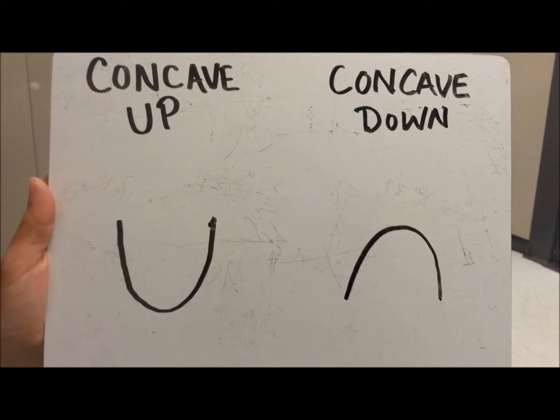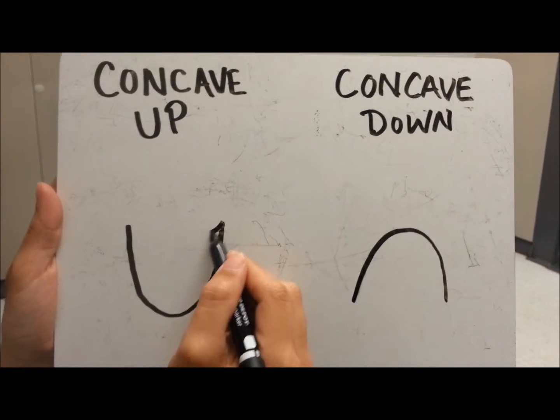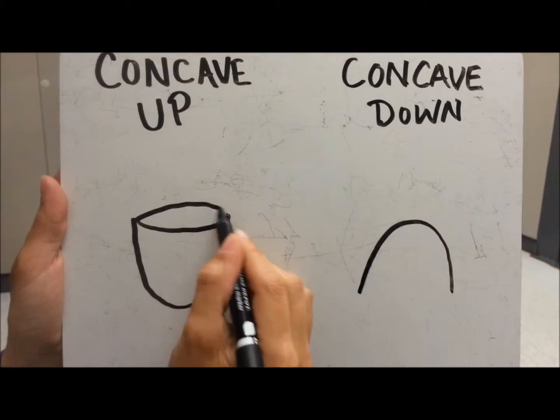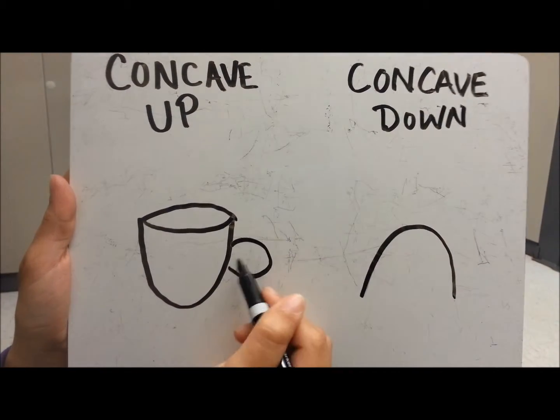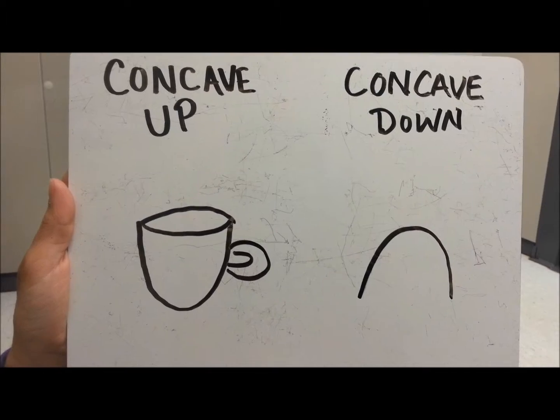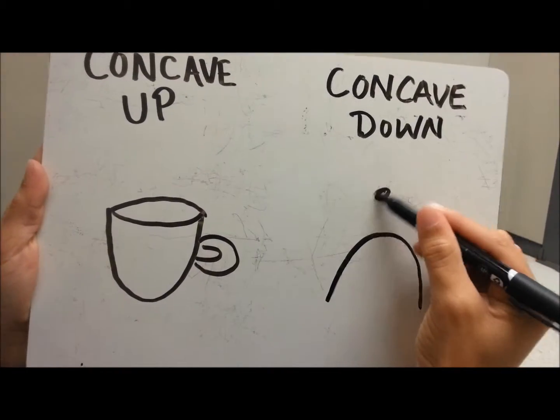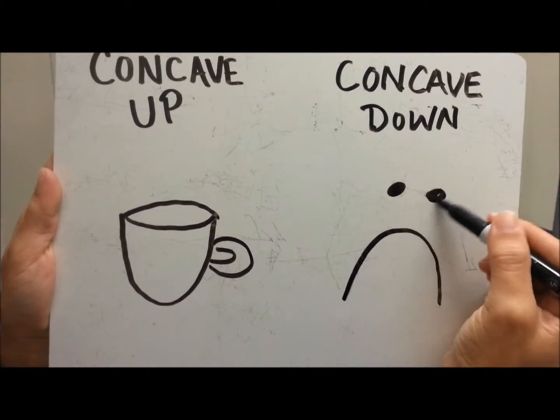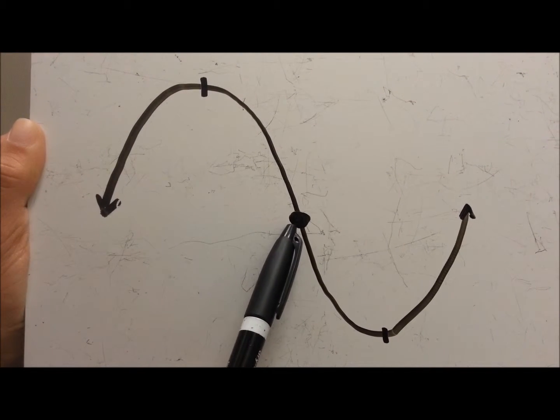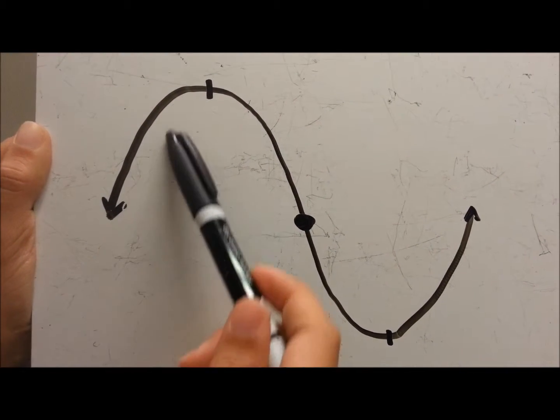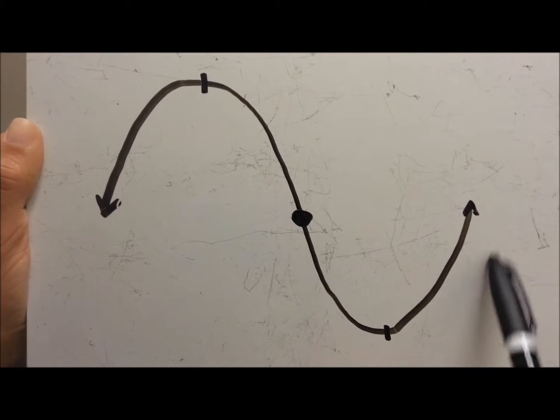Concavity is the shape of f of x. Remember, concave up is like a cup. Concave down is like a frown. There's a change in concavity at this point. It goes from being concave down to concave up.